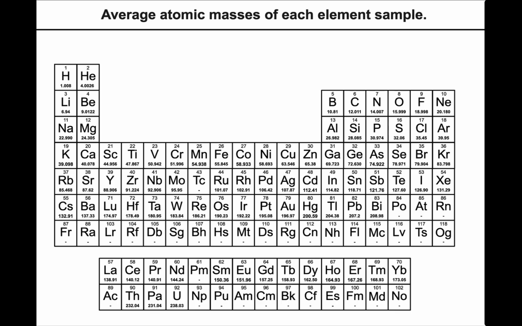Before we end, I want to show you a different version of the periodic table. This is the periodic table that we often see. It has average atomic masses of each element on it. So we've probably seen these numbers before. If you look at, for example, carbon, we see 12.011. For nitrogen, we see 14.007.